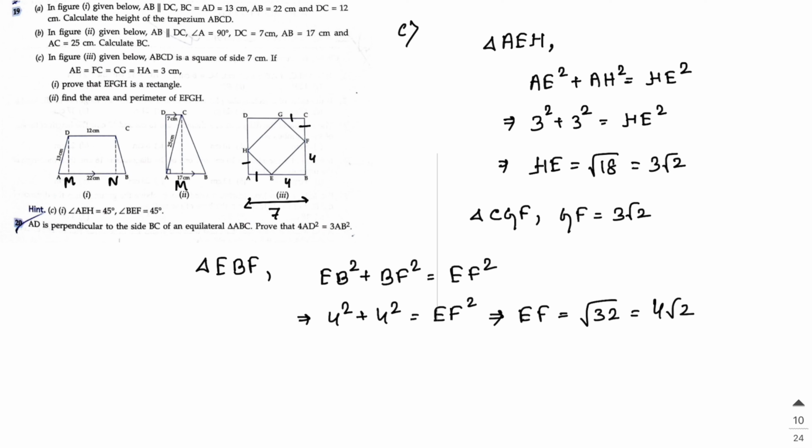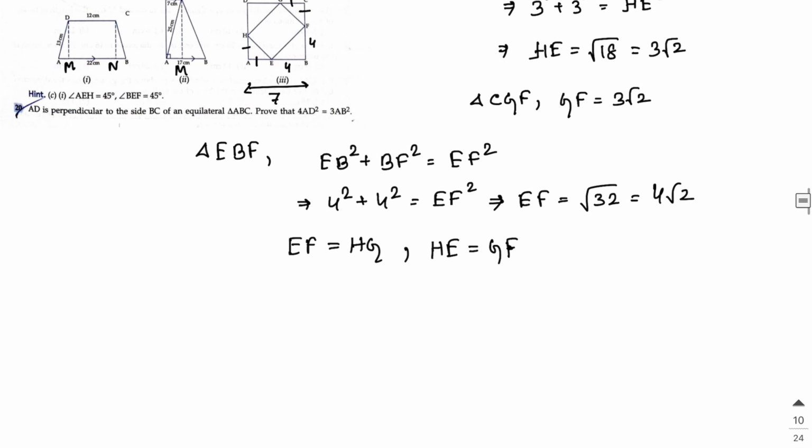So as here 3 root 2 and here it's 4 root 2, that means here the opposite sides are equal. That means you can write down EF is equal to HG and the next one, HE is equal to GF. Now here you have to prove that the two diagonals of the quadrilateral are equal. If you prove these two diagonals of this quadrilateral are equal, then definitely EFGH is a rectangle.